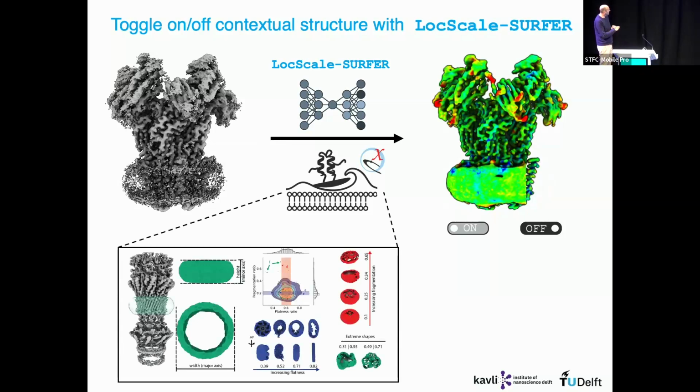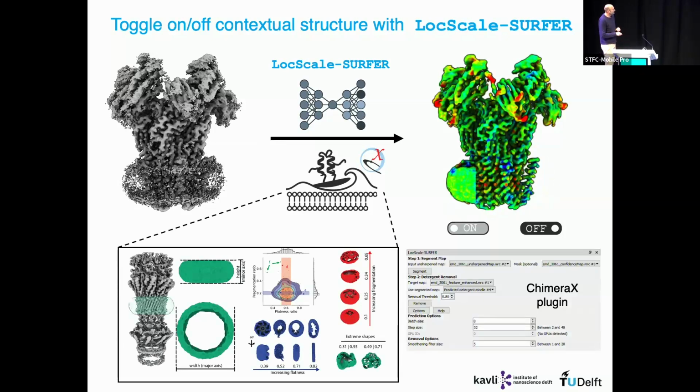Under the hood, it does a segmentation and then a filtering of the segmented densities based on some geometric considerations. Eventually this all ends up in a simple camera plugin where you just load your unsharpened map and the confidence mask that you have computed in your LocScale job. You segment this and then you can apply, in this case for removal of detergent belts, this to your feature enhanced map, and that gives you these two representations. And there is a toggle switch that allows you to toggle on and off between those.